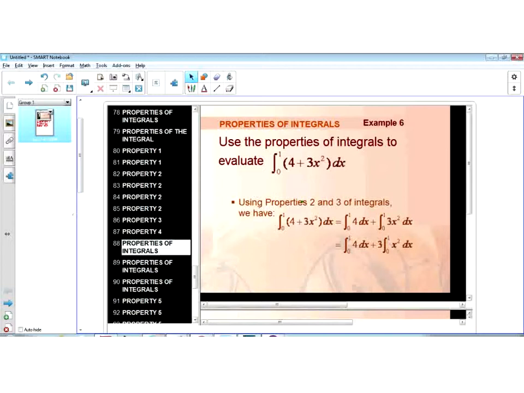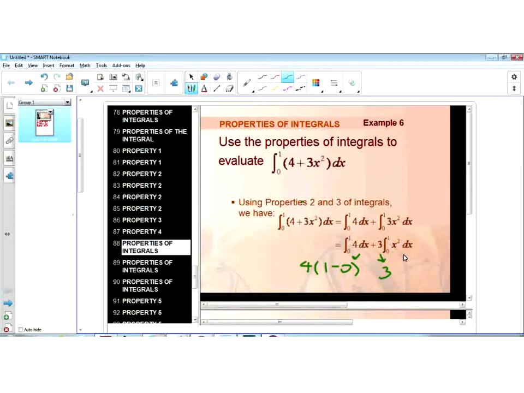Okay, so use the properties of integrals to evaluate this. All right, so the definite integral from 1 to 0 of 4 plus 3x squared. Okay, so we can distribute the integral operator term by term in the sum, like so. And then we can take the constant 3 out of the second term in the sum. Now, we know that 4 is a constant, so this integral will be 4 times 1 minus 0, okay? So that's just 4.